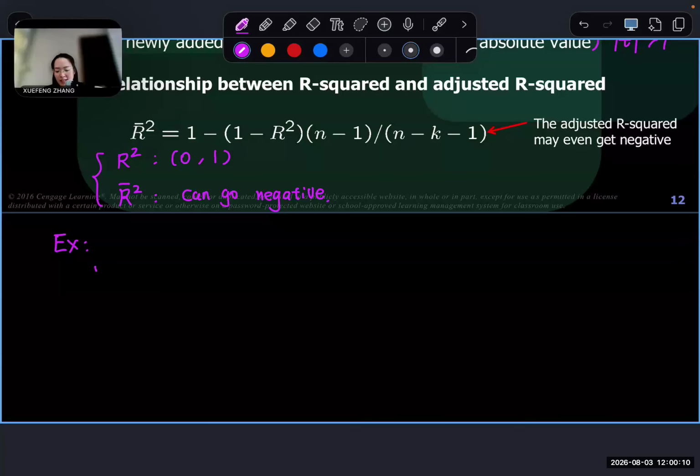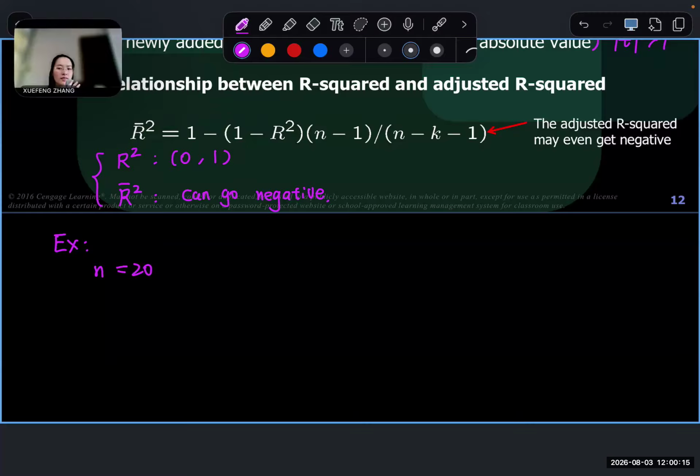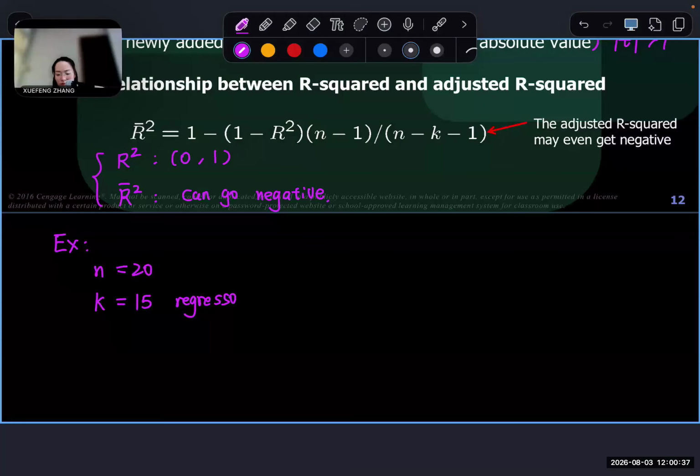So think about it, suppose you have n equal 20, which means you have 20 observations. How about your k? What is k? K is the number of x, your explanatory variables. So suppose we have k equal 15, 15 regressors. That means compared with your observations, the regressors are way too many.